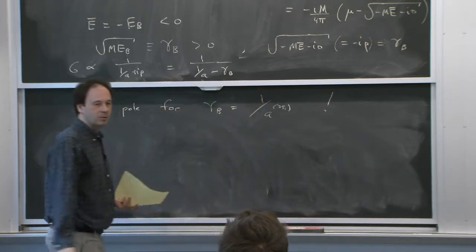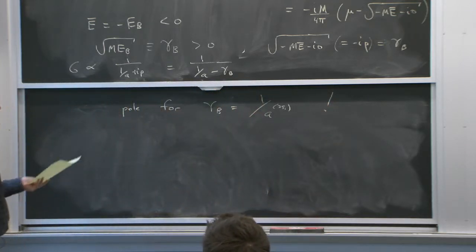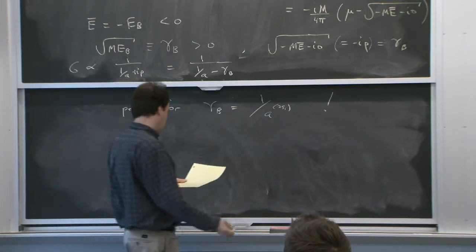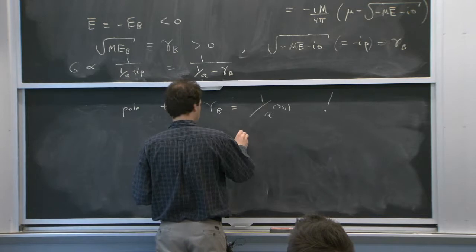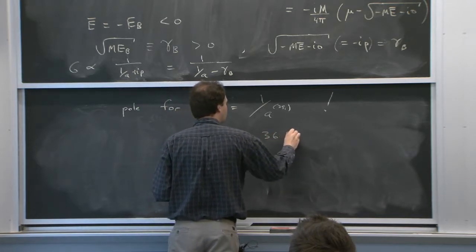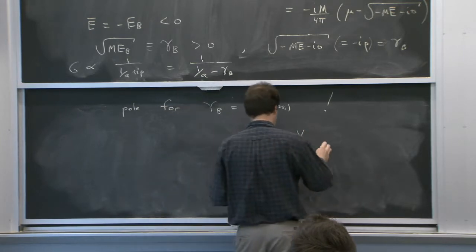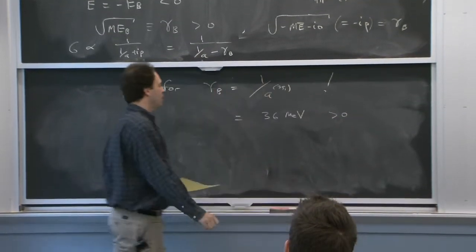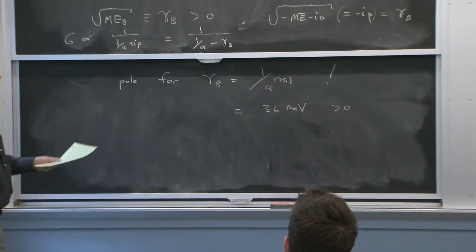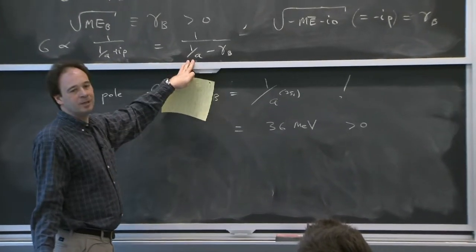Okay, so there's the pole corresponding to the deuteron state. It just corresponds to gamma equals 1 over A of the 3S1, which in nature is like 36 MeV. It's greater than 0. If you looked at the other channel, the 1S0 channel, then the scattering length was negative. So then both terms would be negative, and there's no pole.